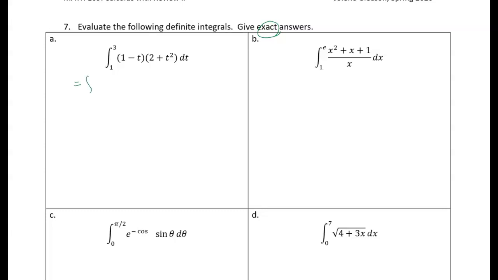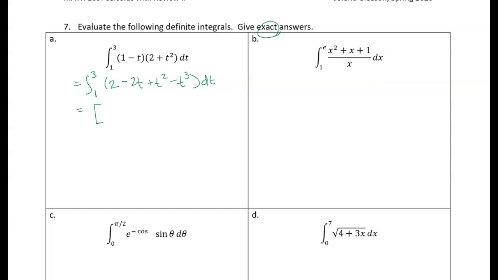So you are going to get the integral from 1 to 3, and if we multiply this out, we're just going to distribute all these terms. So 2 times 1 is 2, and then minus t times 2 is minus 2t, and then 1 times t squared is t squared, minus t cubed dt. And then it's just a polynomial, and it's fairly straightforward.